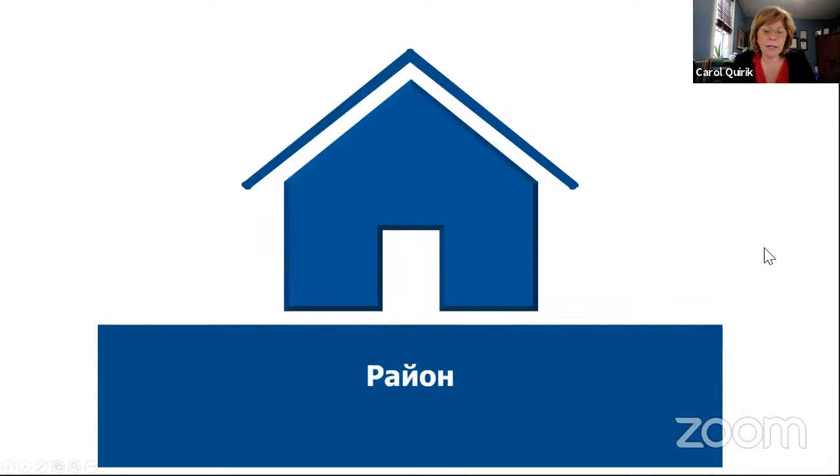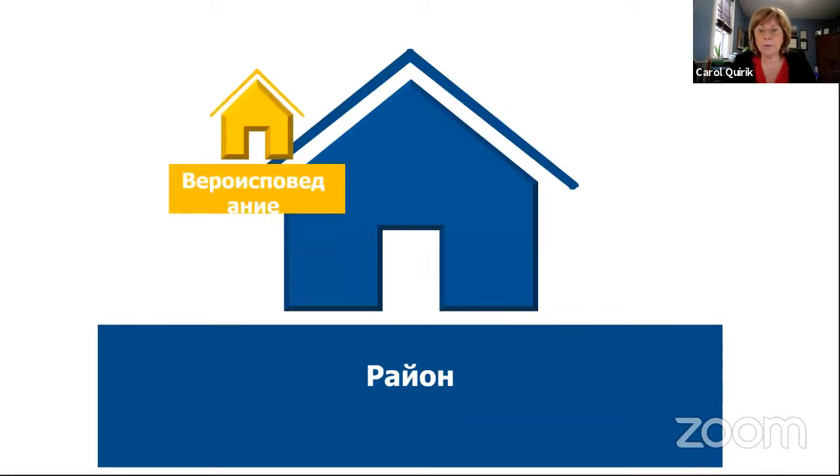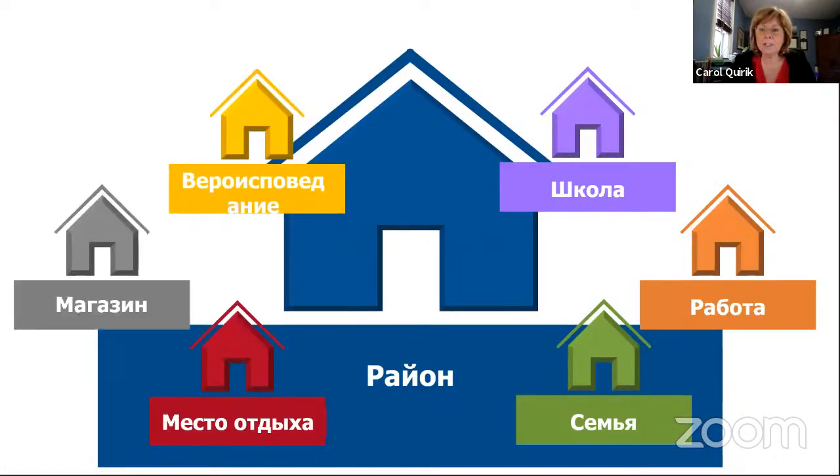So we begin by looking at the neighborhood where the child lives. These are all the different places within the neighborhood: the places of work or employment, the places where we go to recreate, perhaps a gym to work out or a park, the marketplace, a mall to shop, a grocery store, or places of worship like a temple or a church.